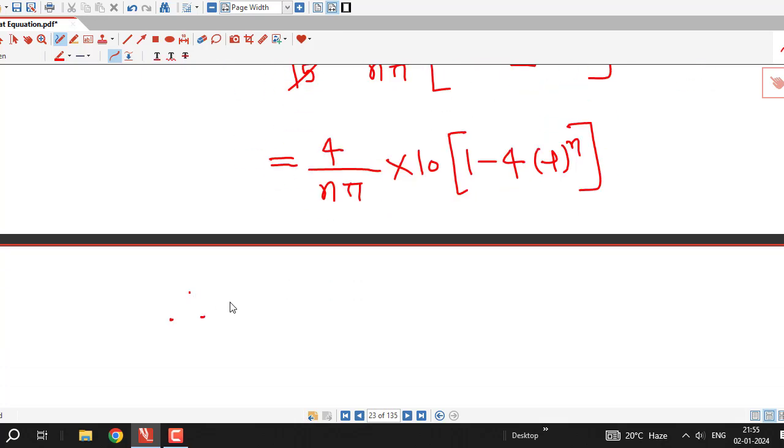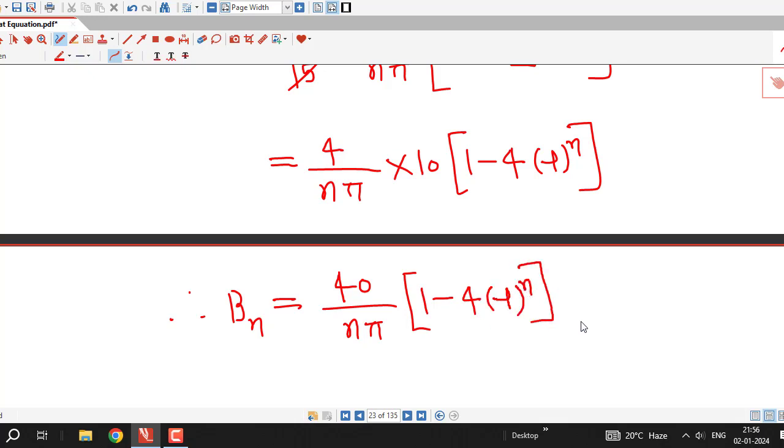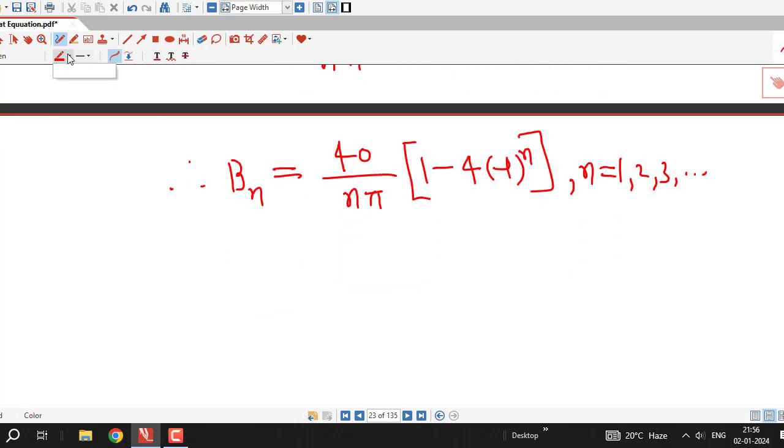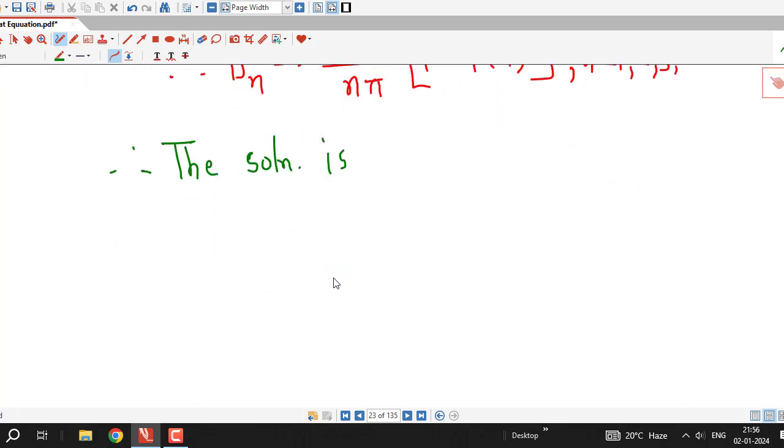So finally we have this expression for the coefficients Bn, 4 into 10, that is 40 divided by n pi, and this is 1 minus 4 times minus 1 to the power n. N takes the values 1, 2, 3 and so on. So once we obtain Bn, we can write down the solution simply by substituting the value of Bn.